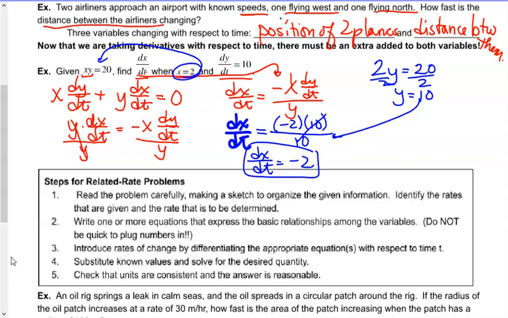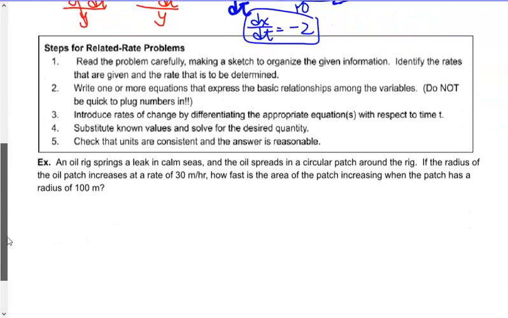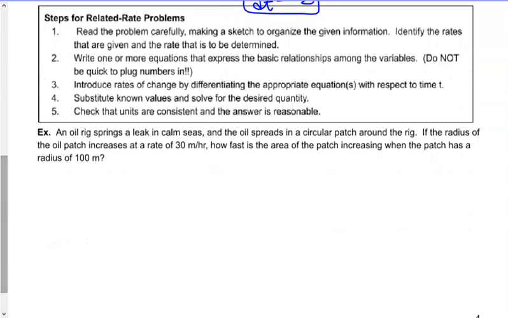We are now going to turn our attention to some applications. So in order for you to have some kind of strategy for these application problems, here are some steps that you want to take. Number 1 is to read the problem very carefully. That's true in any word problem that you encounter. Making a sketch to organize the given information is really important. Then you want to identify the rates that are given and the rate that is to be determined, as well as any other piece of information that is known.